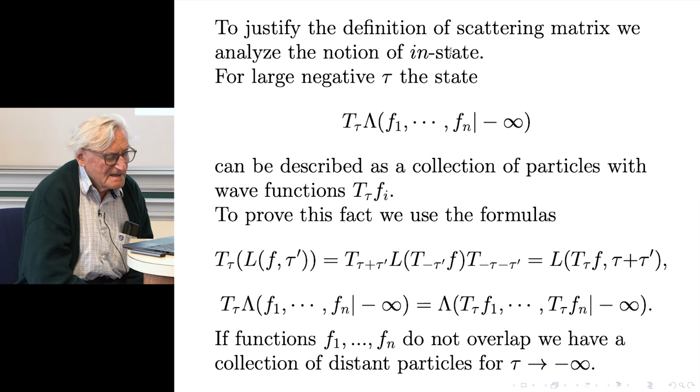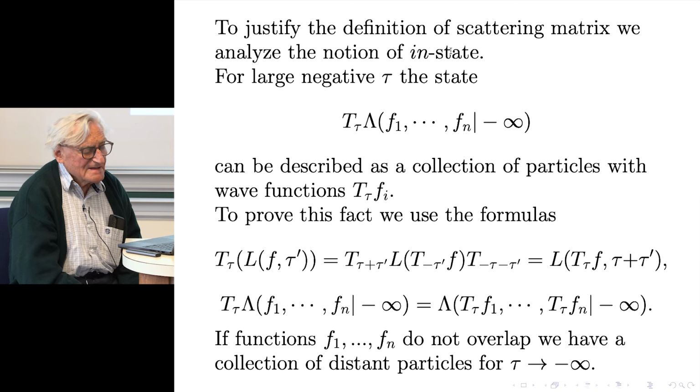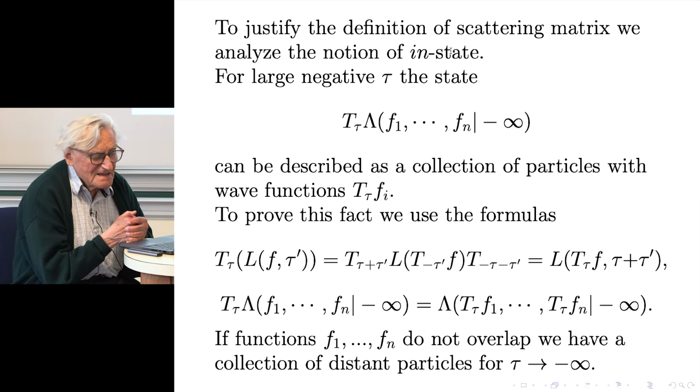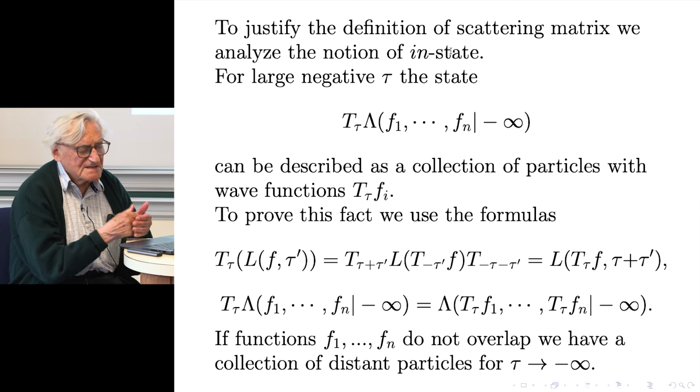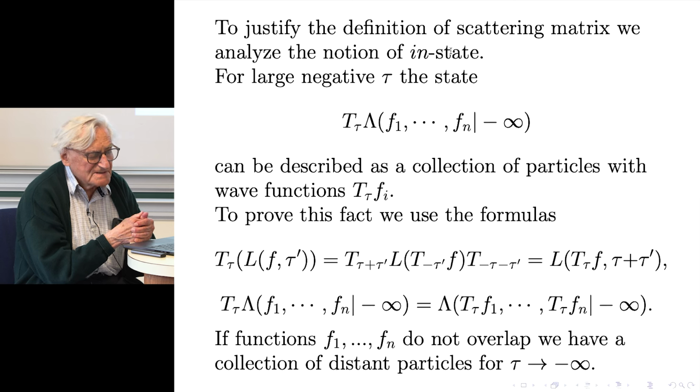So basically, if functions f1, fn do not overlap, then this basically defines a collection of particles that are distant for tau tending to minus infinity. So this is really what is called an in-state.